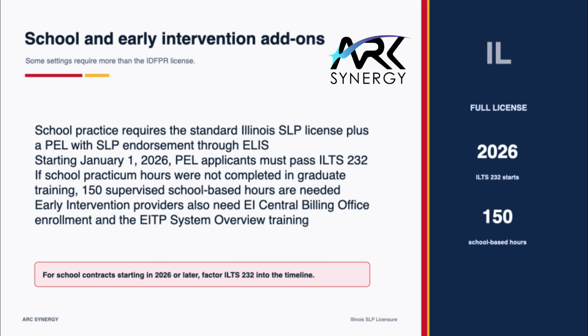SLPs providing services through the Illinois Early Intervention System need the IDFPR license plus enrollment in the state Early Intervention Central Billing Office System, plus completion of Early Intervention System Overview training through the Early Intervention Training Program. So that is a separate credential track from the standard license that should be noted.